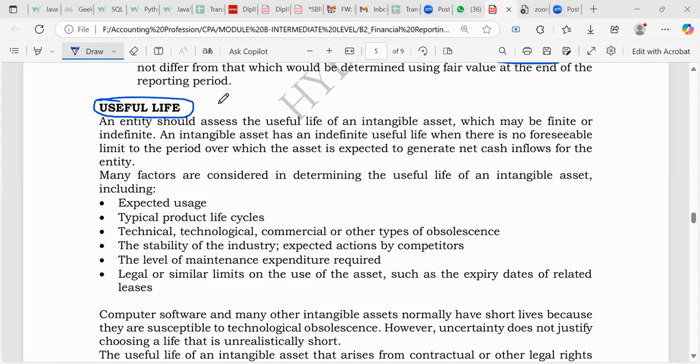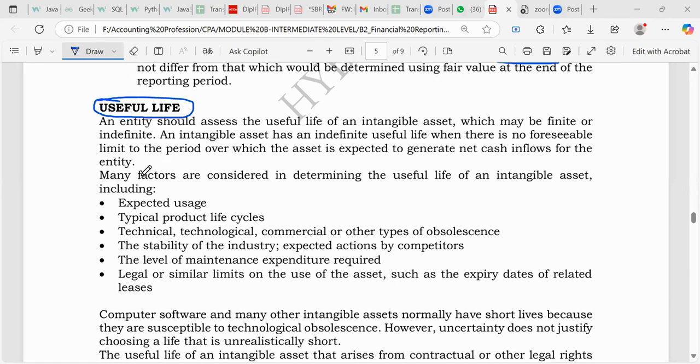So as for the useful life, the company tries to figure out, okay, I have this intangible asset. For how long can I use it? For how long can it last? 5 years, 10 years, infinite years. So there are factors that the company would usually consider in order to come up with the useful life of an intangible asset.